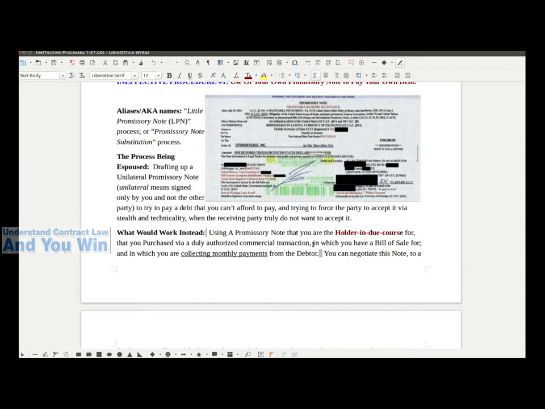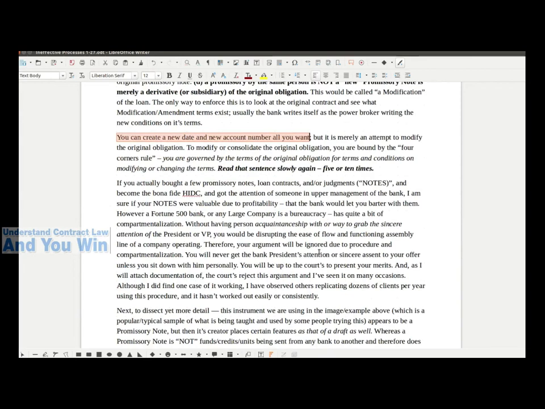With a short but careful analysis of the form and substance of a note, the person interpreting it can, on its face, say, I'm not under any obligation to honor this because it's fictitious. There's no substance to this. Form and substance have to both be there in contract law. So you can create a new date and account number all you want, but it is merely your attempt. There's no substance behind it. It's merely your attempt to modify the original obligation, which would collapse it back to the original contract, which would mean that you would have to follow the parameters of the original mortgage contract. You see?